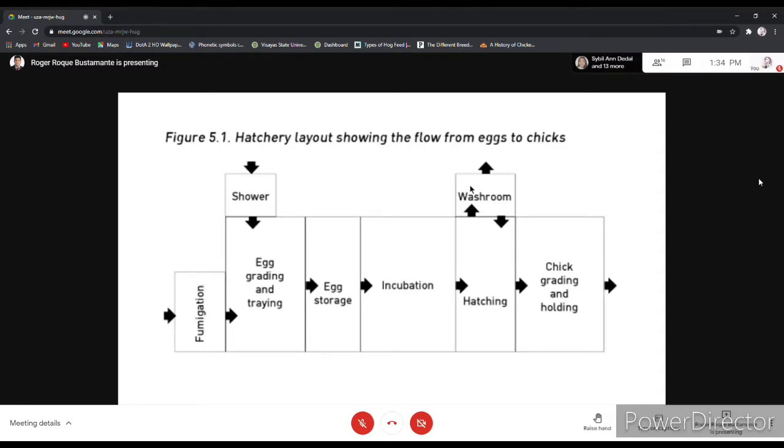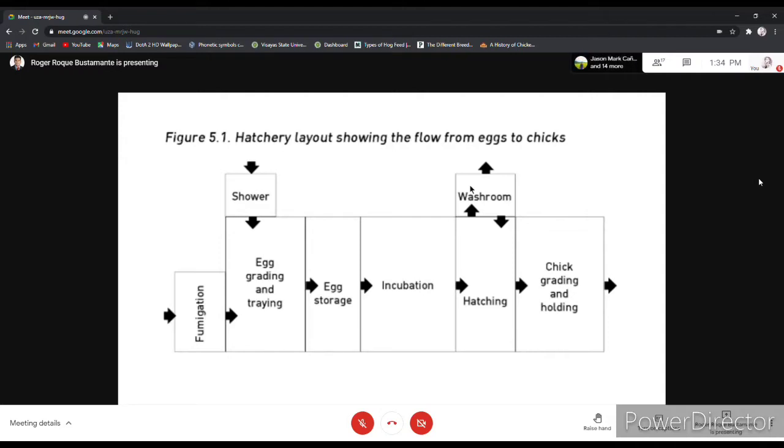So once the eggs have been stored for a period, they have already breathed and relaxed, then you have to set them into the incubator. And then you are going to wait, based on the information provided earlier, while they stay in what is called the setter. Once they reach 18 days, they are transferred to the hatcher.